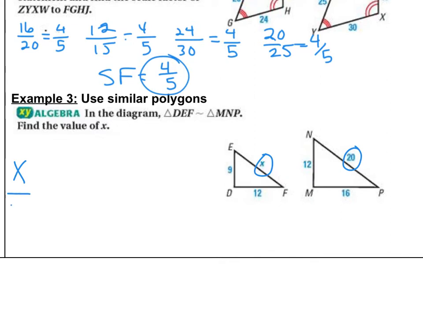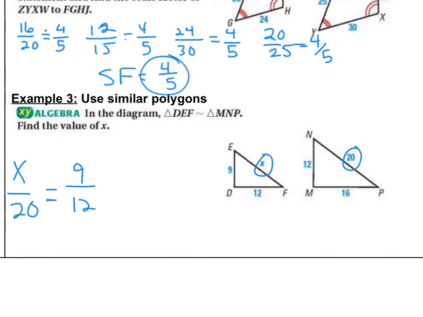So my first part is going to say x over 20. Their proportion is going to be equal to, and you can pick any of the two remaining sides. Just make sure that we're writing them the same way. So x comes from DEF, so I'm going to say 9, and then I need to find the corresponding side in MNP, which is 12.